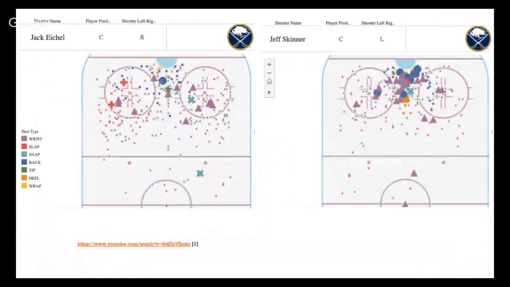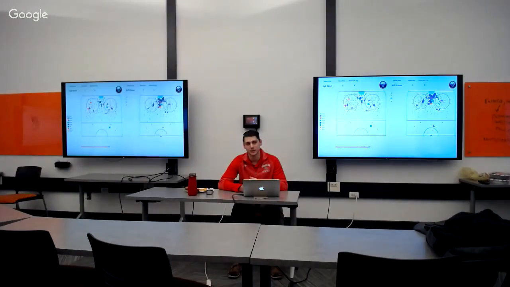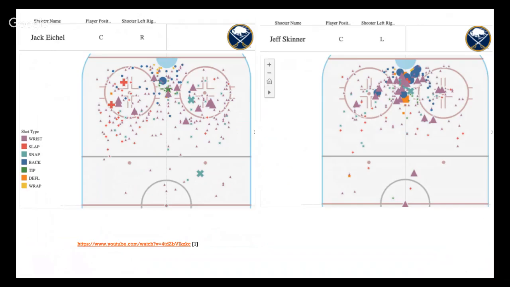Now if we take a look at two players, Jack Eichel and Jeff Skinner, both on the Sabres, and they play on the same line together. Eichel is a much better shooter and carries the puck a lot more, whereas Skinner is a much more opportunistic player, burying pucks in and around the goal, and you can see that from their shot map and goal map. Eichel's shooting from all over the offensive zone, and Skinner has a lot of goals in and around the goal, the crease.